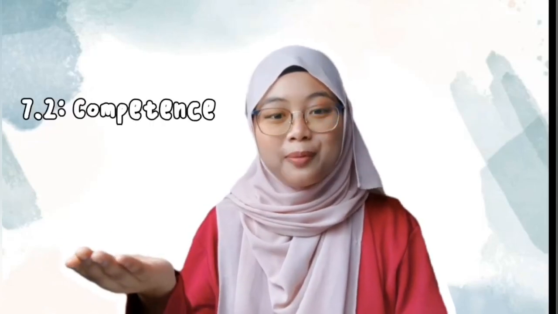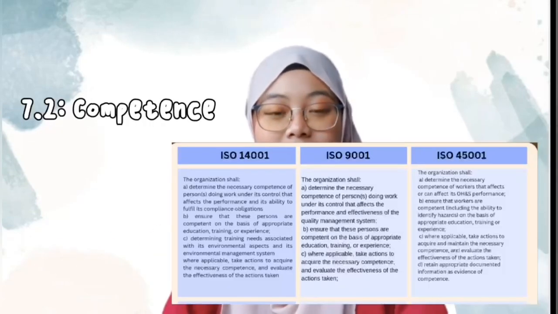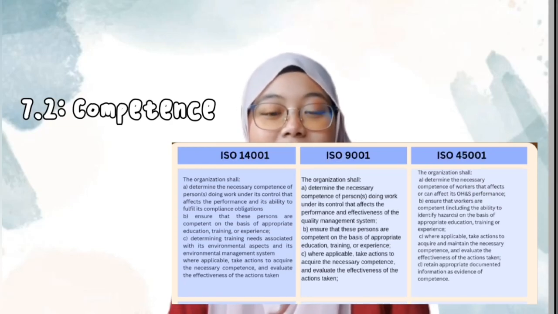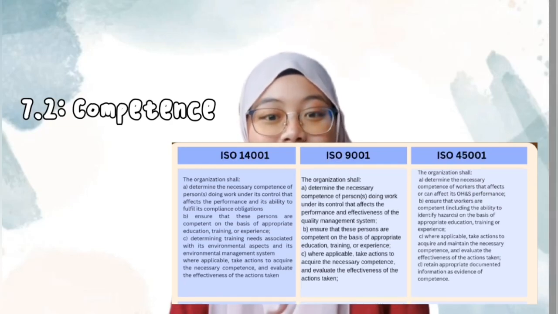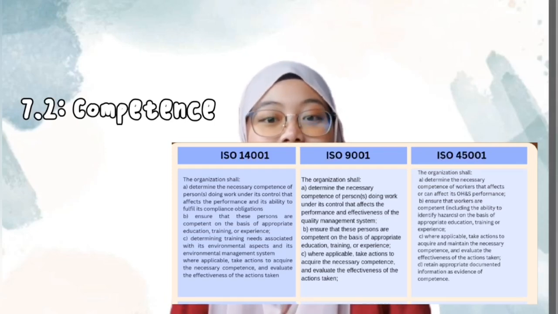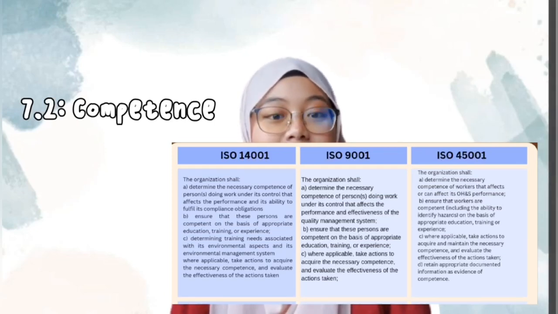Up next, we move to 7.2, Competence. The organization shall ensure that all persons doing work under its control who affect the EMS, QMS, and OHS management systems are competent to do so. This means that they have the necessary knowledge, skills, and experience to perform their work effectively.